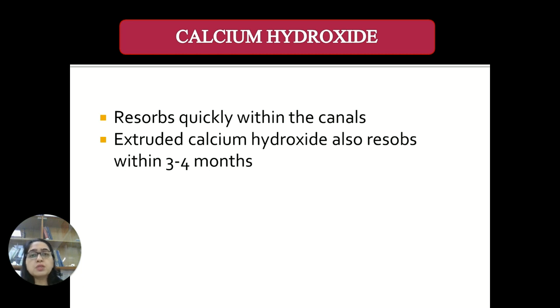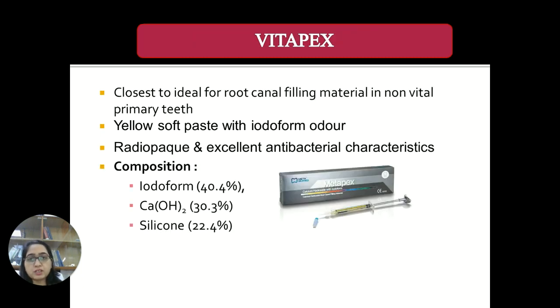It is usually used in combination with iodoform paste as Vitapex or Metapex. It is the closest to the ideal for root canal filling material in primary teeth. It is a yellow soft paste with iodoform odor. It is radiopaque and has excellent antibacterial characteristics due to the presence of iodoform. The composition is 40% iodoform, 30% calcium hydroxide, and the rest is formed by the silicon oil. This silicon oil or the oil-based consistency leads to lesser resorption.